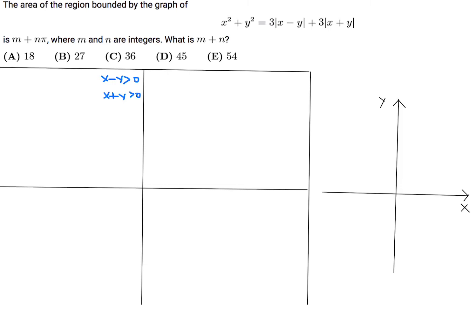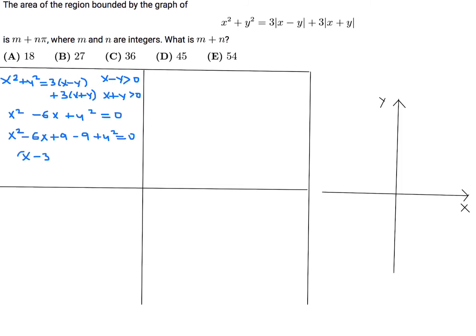So that just means that the equation becomes x squared plus y squared is equal to 3x minus y plus 3x plus y. When you expand and collect like terms, you get x squared minus 6x plus y squared is equal to 0. Then you complete the square: take half of this and square it, and of course subtract that. You get this, and it beautifully factors into x minus 3 squared plus y squared, and then you put the 9 on the other side.